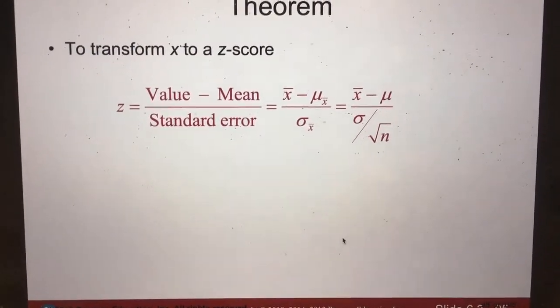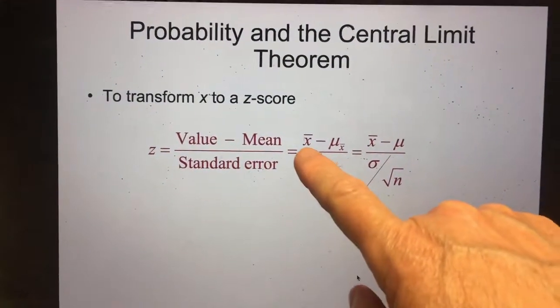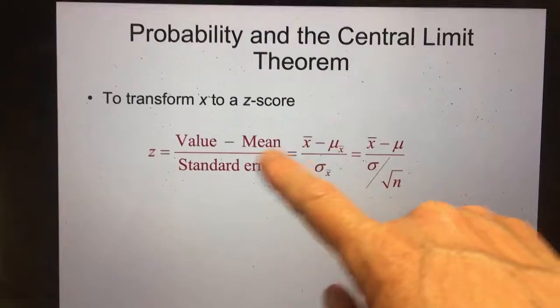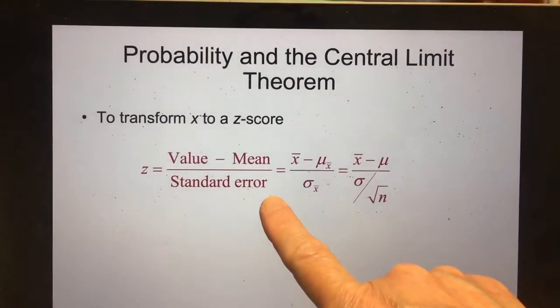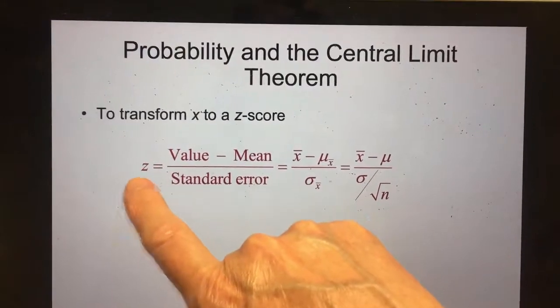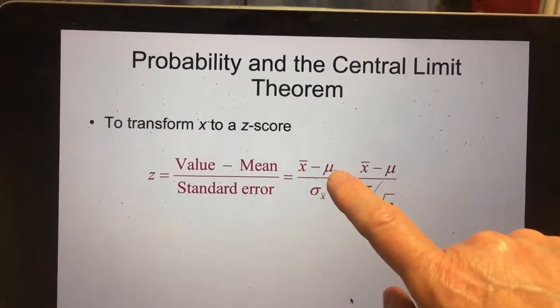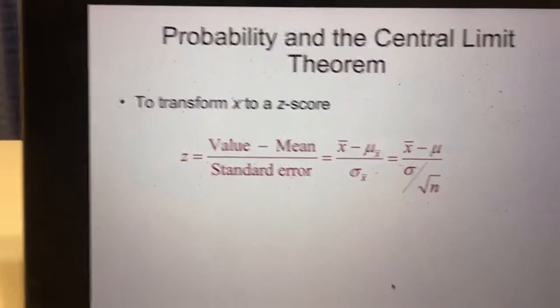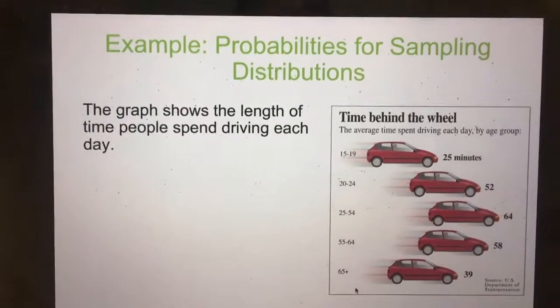Okay, so to transform x to a z-score of the sampling distribution, we're going to use x bar, the mean, along with the standard error. These are just formulas that you've already had throughout. And here's another example.